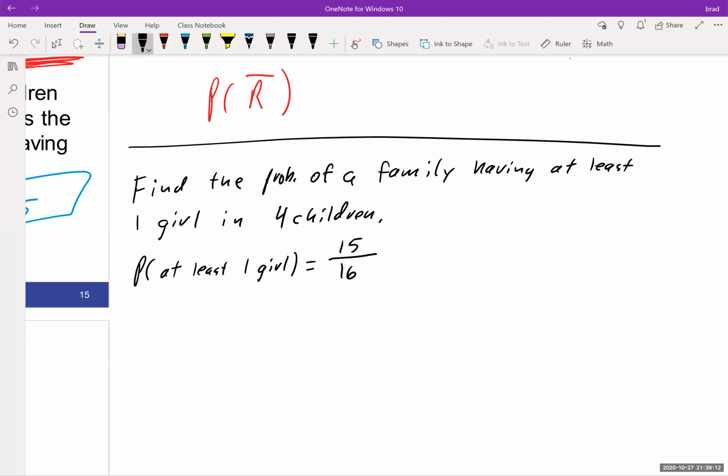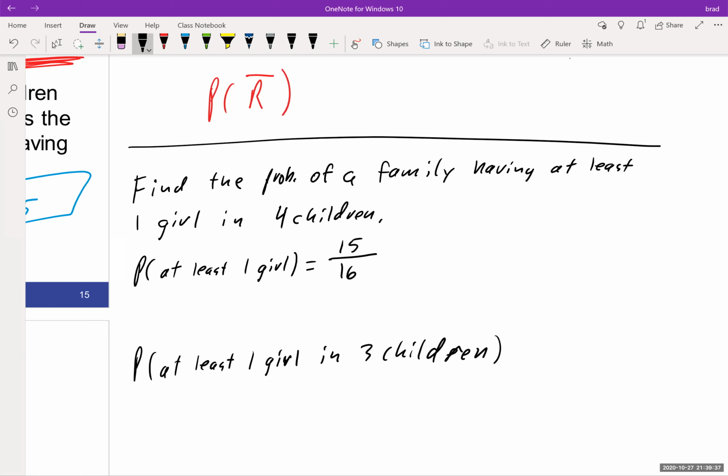said probability of at least one girl in 3 children. And so now we can't use the chart because that one was for 4. So what we're going to do is we're going to use this idea of not, okay? So now what's the only situation that does not have a girl in it?